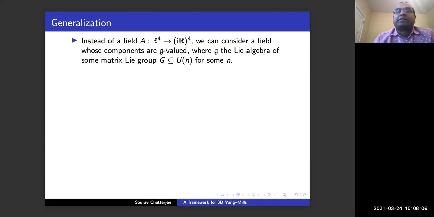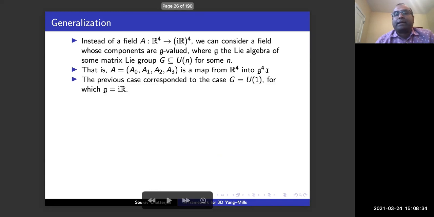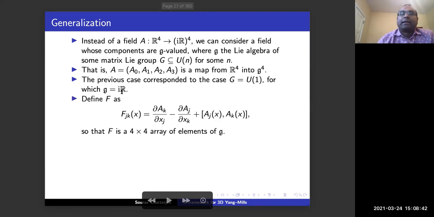Okay, so now you generalize that. So earlier we had a field A, which is a map from R4 to the fourth power of the imaginary axis. We can consider a map from R4 into this Gothic G to the fourth, where this G is a Lie algebra of some compact Lie group contained in the unitary group for some n. So this A is a map from R4 into G to the 4. And in the previous case, electromagnetism corresponded to G equals U1, for which the Lie algebra was the imaginary axis, i times R. And now when you have a general compact Lie group, you define F_JK as follows.